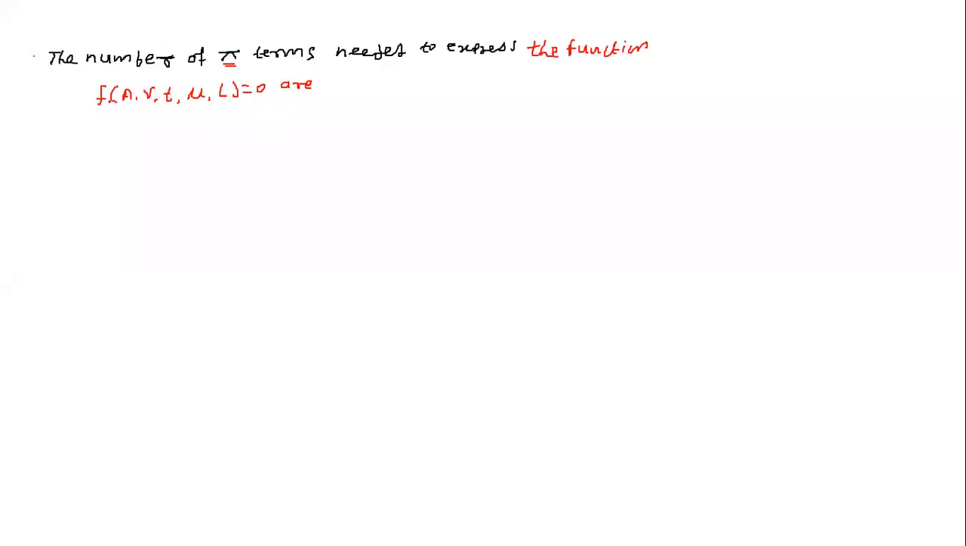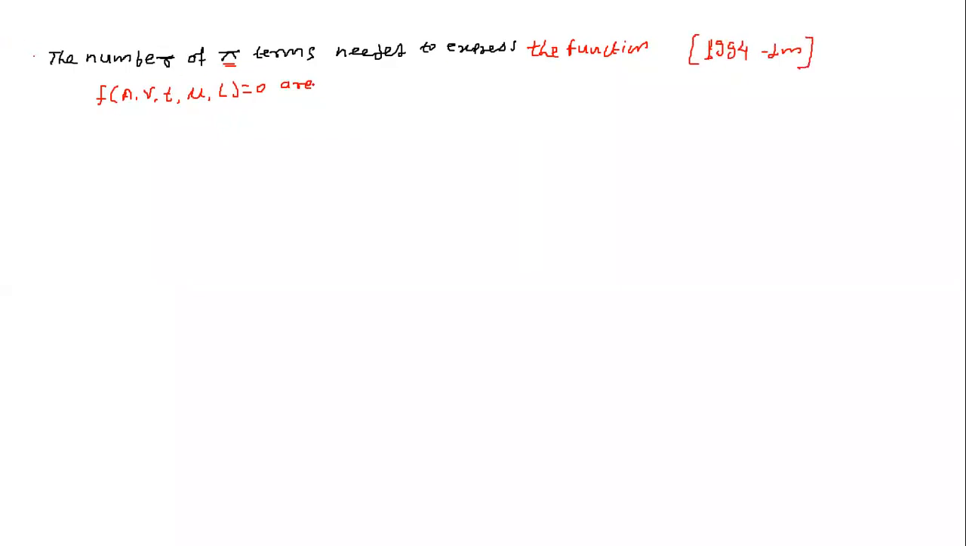The first example is related to the topics we have covered in previous slides. It is about finding the number of pi terms involved. It was asked in GATE 1994 for 1 mark. The weightage of the question was 1 mark.